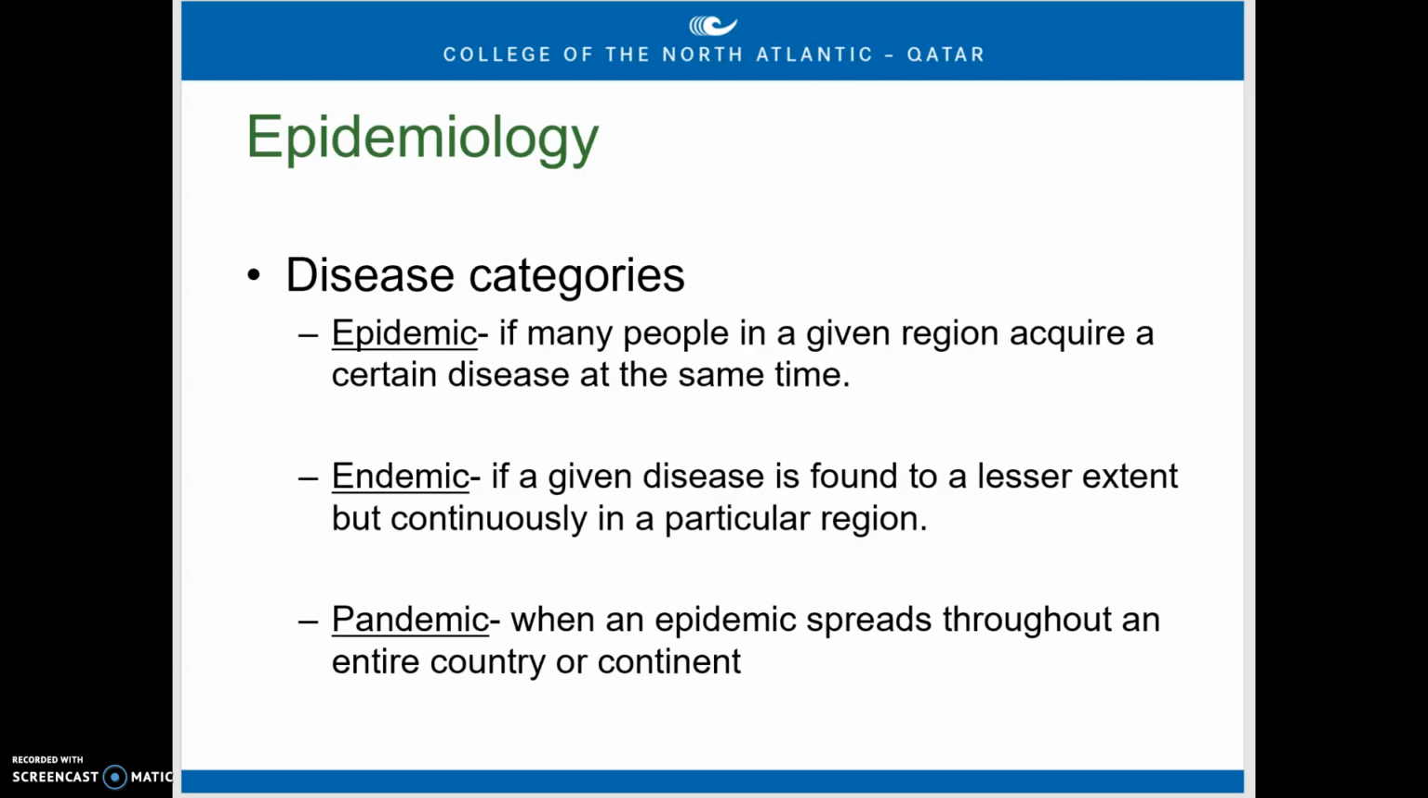So a single condition or disease in the same place at the same time. Endemic is when we're talking about a disease that's found to a lesser extent. Maybe it's not as prevalent in the population, but it happens continuously over a particular region.